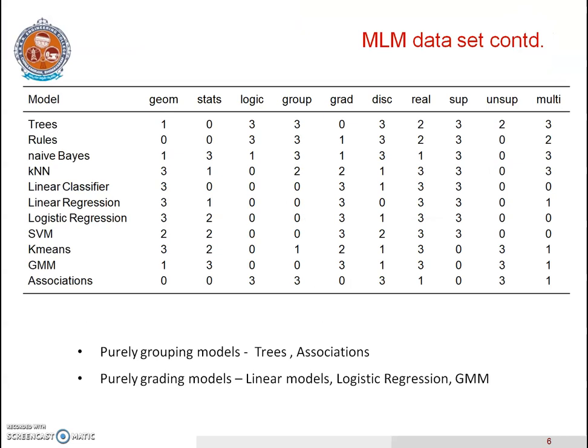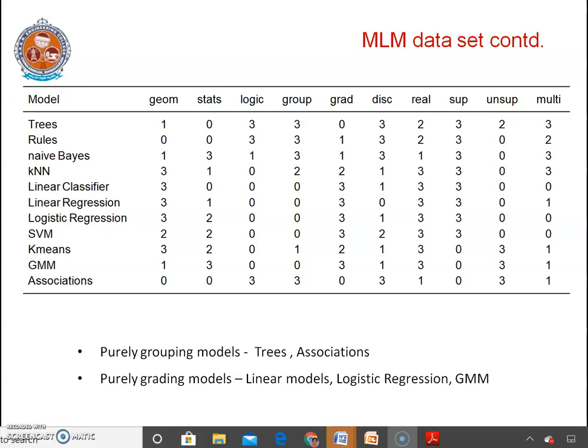Here we can see the machine learning model dataset. All the rows indicate the different machine learning models and all the columns indicate the properties or the features we have discussed above. So the first column indicates whether the model is a geometric model, the second indicates whether the model is a probabilistic model, the third one is whether the model is a logical model.